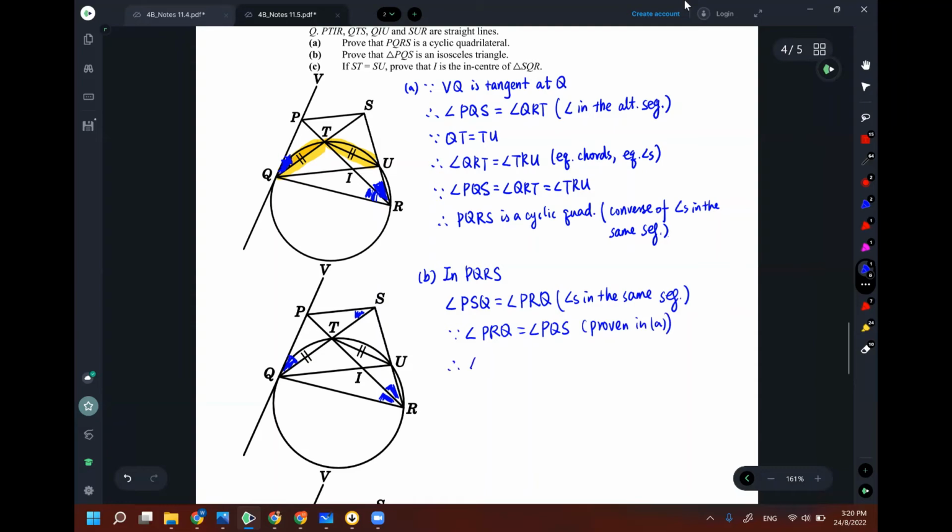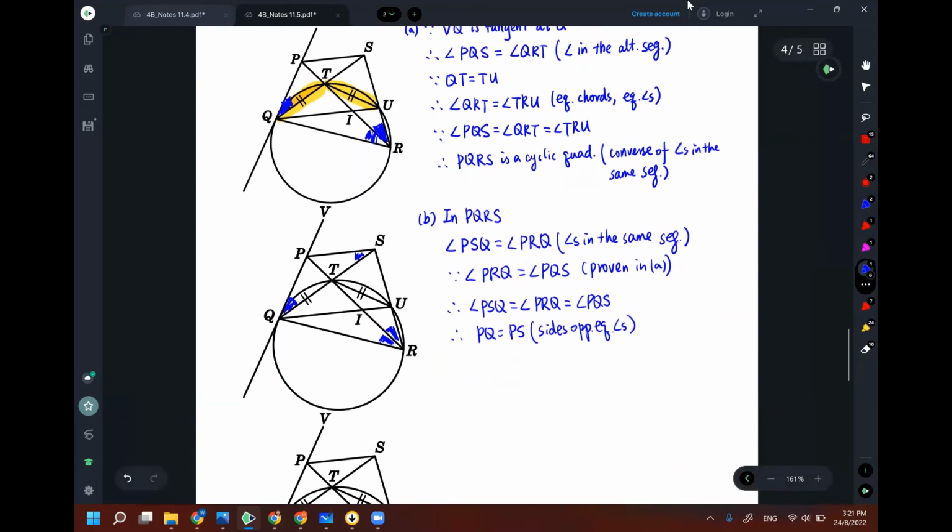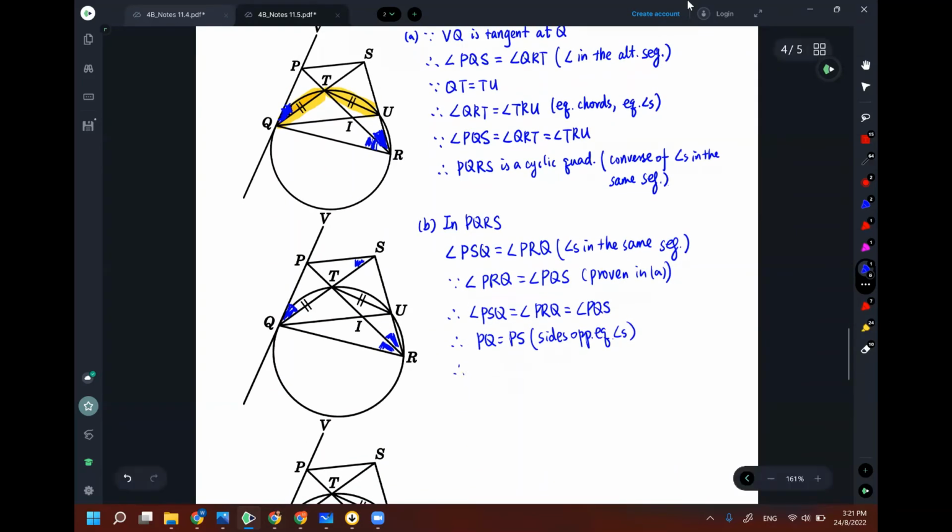Then we have equal angles: angle PSQ equals angle PRQ equals angle PQS. Since they are equal angles, I can say their sides are equal. PQ equals PS, sides opposite equal angles. Now this reference is from a long time ago. You learned it in S3, S2 actually. You may want to revise that. Equal angles and then equal sides. And then you can say, triangle PQS is an isosceles triangle. And then you're done.